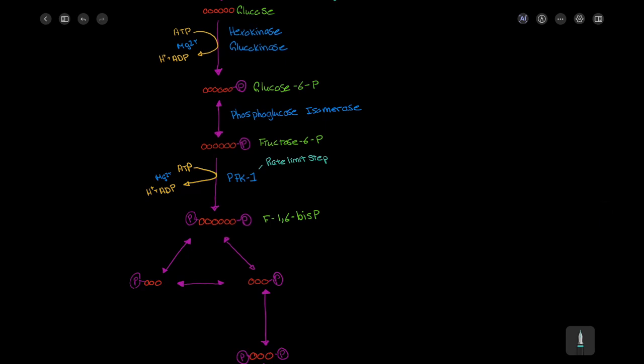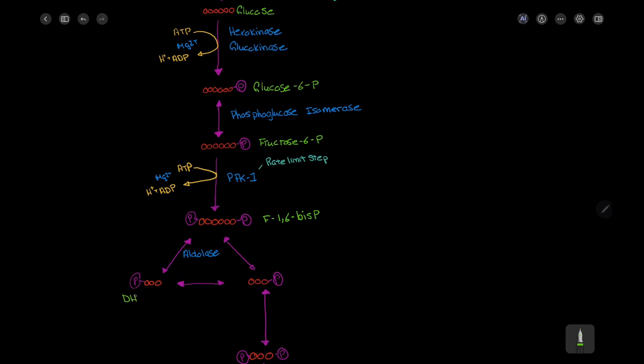It is our checkpoint for glycolysis to make sure that the cell actually needs to continue, and the reaction only goes one way. So we've gone from a glucose, added a phosphate to it, changed it to a fructose, and added a second phosphate. These two added phosphates have increased this molecule's energy, and it's now ready to be symmetrically cleaved between carbons 3 and 4 to give us two 3-carbon molecules. This is done by aldolase in a reversible reaction.